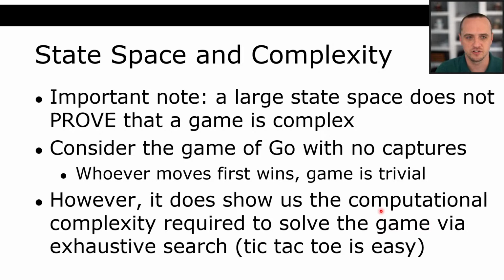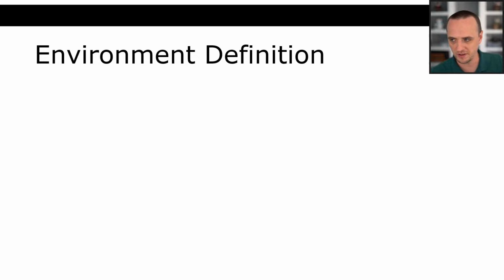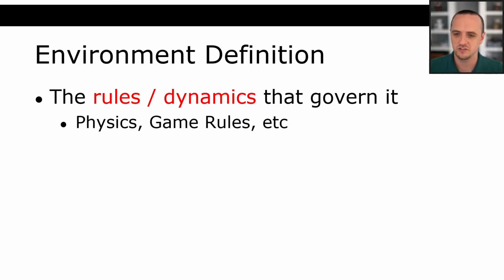If we want to specify an environment on an exam, which you probably will have to do, how would we do that? The definition of an environment is the rules and dynamics that govern it. If we're talking about the real world, maybe we have physics. If we're talking about chess, maybe we have the game rules. If we're talking about Halo, maybe we have the input controller, whatever.